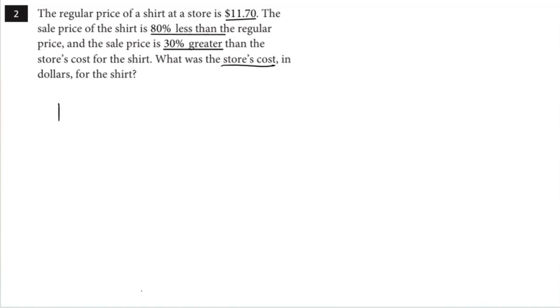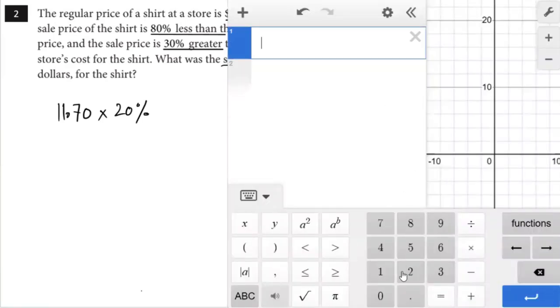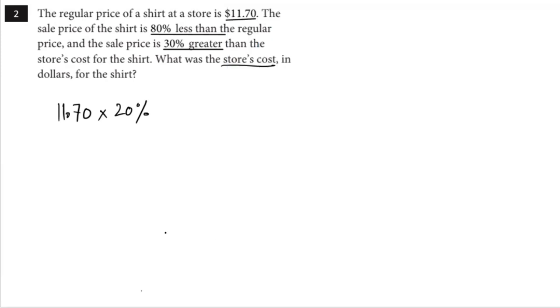So we have the actual price without any discount, and we know the sale price is 80% less. One way is to find 80% and subtract it from the total, or what you can do is just get 20% of it, and this will drop the price by 80%. So take your calculator, and now you can do 11.7 times 0.2, and that gives you $2.34, which is the sale price.